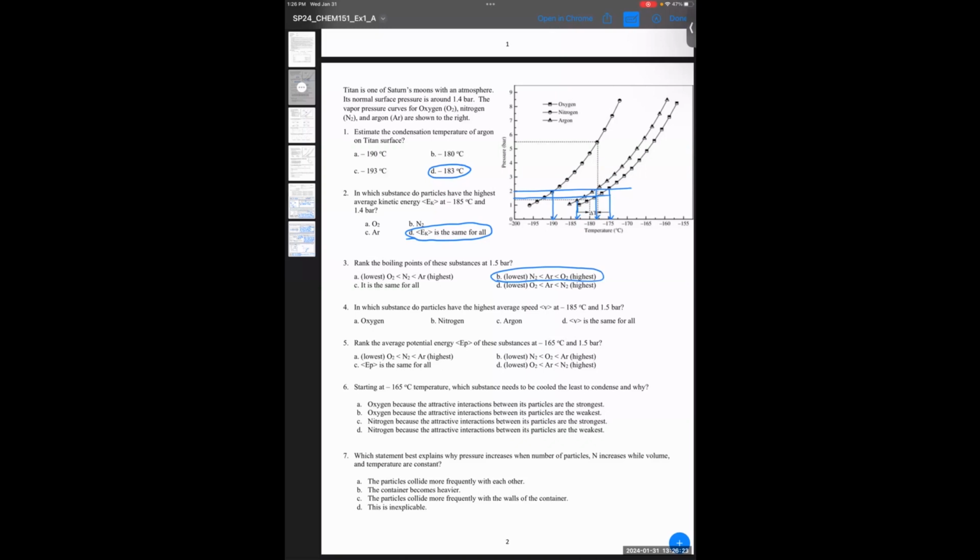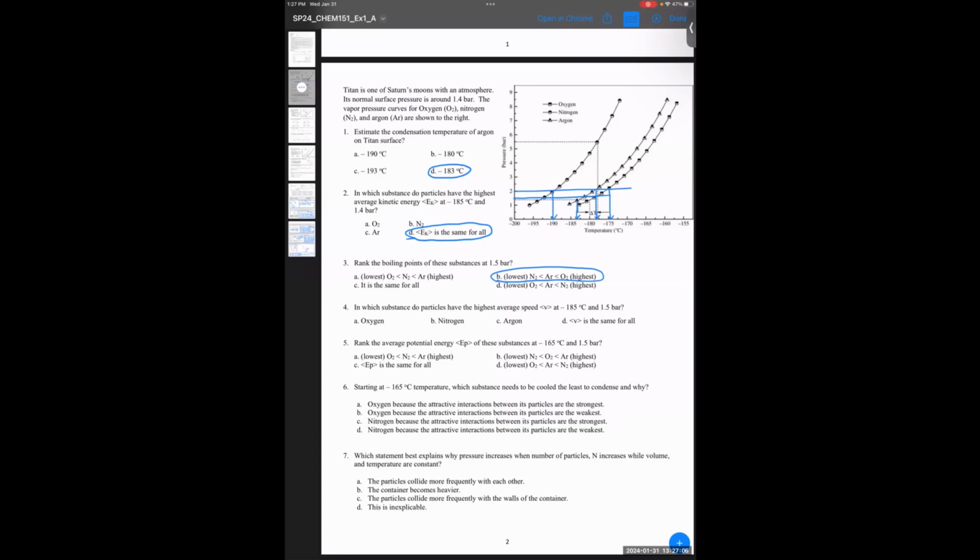In which substance do particles have the highest average speed at minus 185 degrees Celsius and 1.5 bar? Okay, so at a given temperature, they all have the same average kinetic energy, but the average speed depends on the mass of the particle. The particles with higher masses will have a lower speed, and particles with lower masses will have a higher speed, and so forth. Now they're talking about the highest average speed. That means we are looking for the lightest particles.